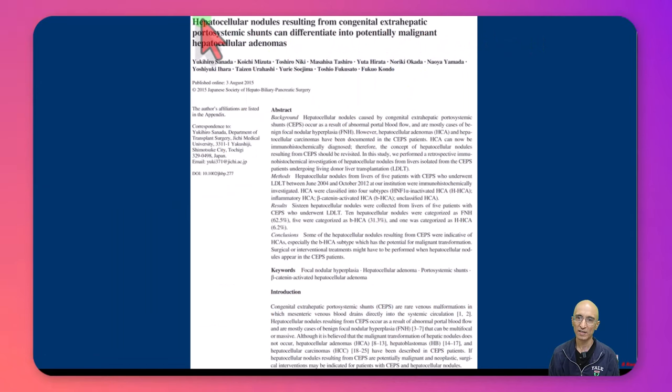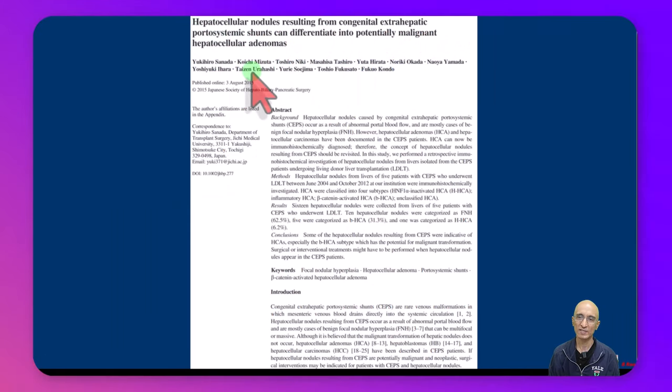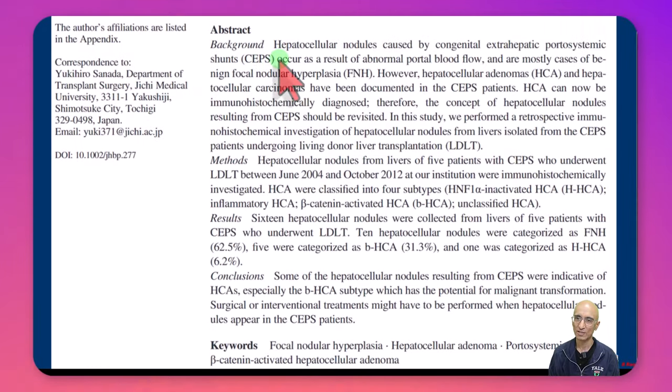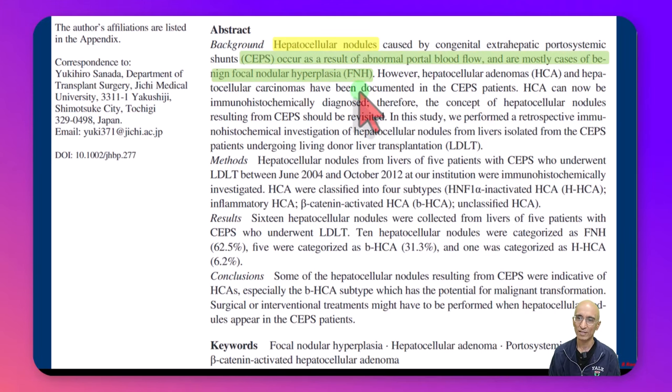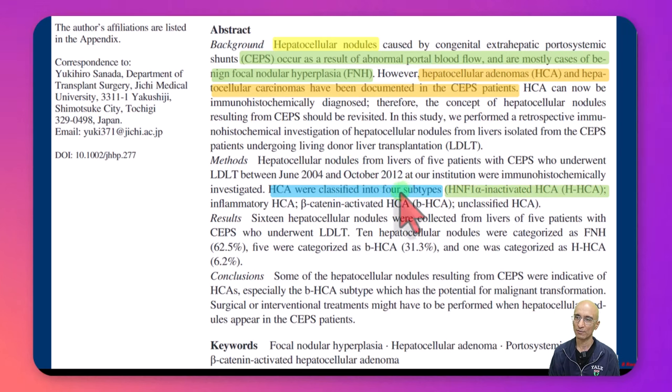So this is a nice article which analyzed the hepatocellular nodules seen in Abernethy malformation. So as we saw in our patient, these patients are at risk of developing multiple hepatocellular nodules due to abnormal portal blood flow. And most of these nodules are FNH. However, there are also instances where these nodules turned out to be hepatocellular adenomas or hepatocellular carcinomas. So as we know, hepatocellular adenomas are four types: HNF1-alpha inactivated, inflammatory hepatocellular adenoma, beta-catenin activated hepatocellular adenoma, and unclassified hepatocellular adenoma.